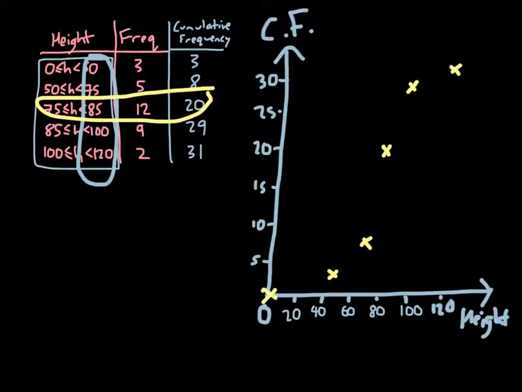So once you've done your crosses, you have to join it up with a smooth curve, and that curve has to hit every single one of those points. It can't miss any of them, otherwise you're going to lose a mark.